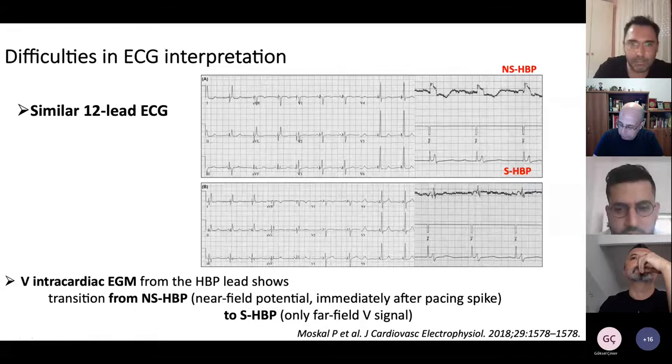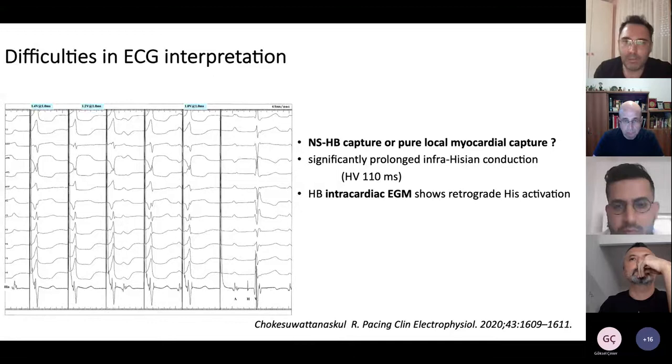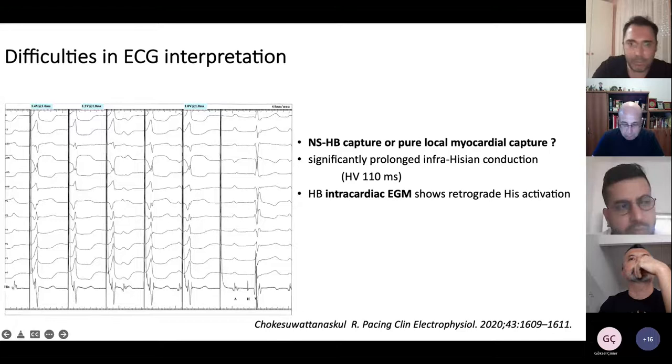And this is a similar example where the ECG is similar between non-selective and pure local myocardial capture. The pacing has a very long infra-Hisian conduction, and this makes things difficult to distinguish. In that case, again, intracardiac EGMs at the His level can help us distinguish the type of capture.